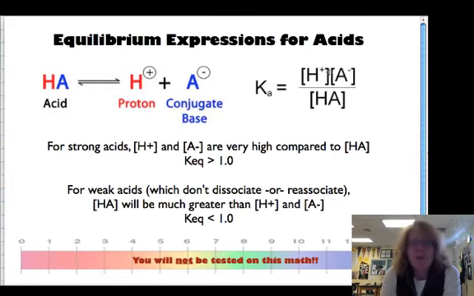They're greater than 1. For weak acids, which are the opposite, we tend to get a lot more of this bottom part and a lot less of the top part. We don't get many ions present, and the KEQs for weak acids are less than 1. Again, greater than 0, can't be a negative number, but you get fractions, 0.3, 0.5, something like that.